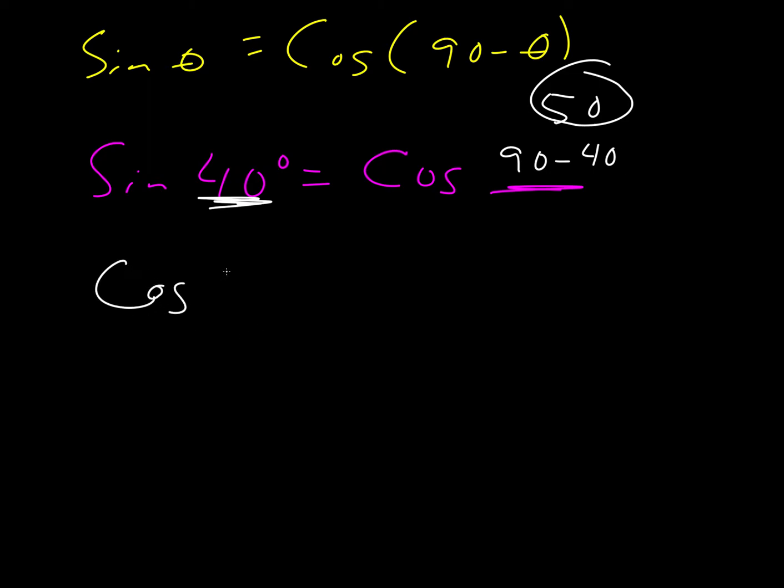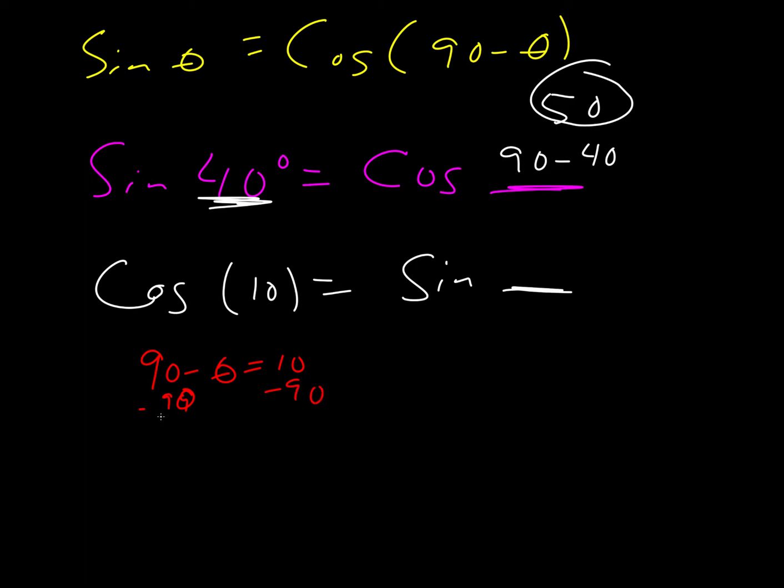Now for given cosine, so cosine of 10 equals sine of blank. This is 90 minus theta. So first we want to write that. We're going to say 90 minus theta equals 10. Minus 90, minus 90. So negative theta equals negative 80, or theta equals 80. And since sine just has theta, it's 80. Now, there is a shortcut that you can figure out, but I'm going to leave that up to you to see if you can figure that out on your own.